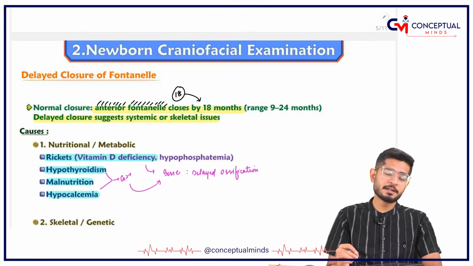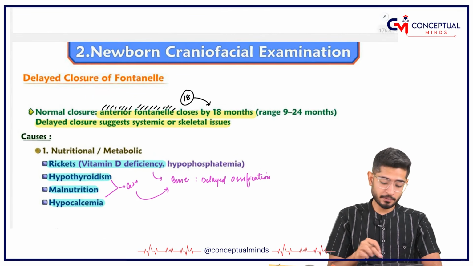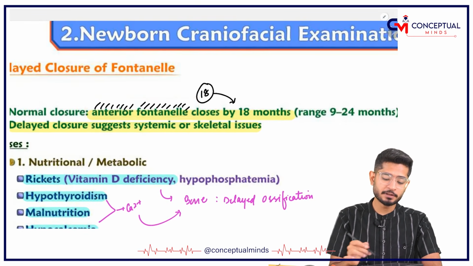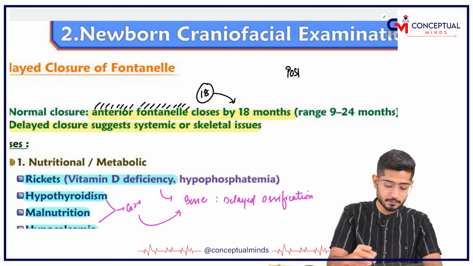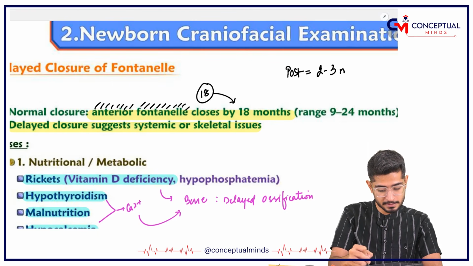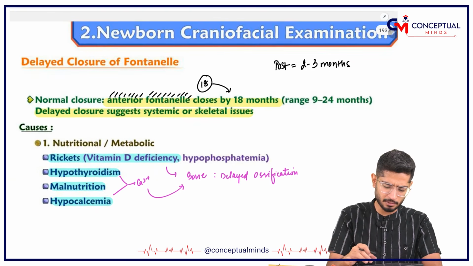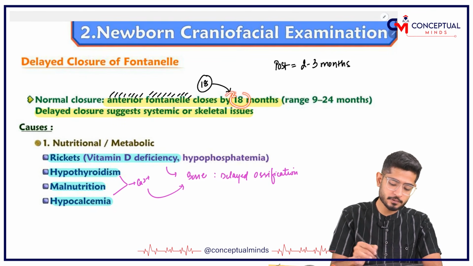These fontanelles, my dear friends, ideally should close in a specific period of time. Just for example, I take the example of the anterior fontanelle. Anterior fontanelle closes by 18 months, whereas posterior fontanelle closes by approximately 2 to 3 months. That's, posterior fontanelle is early to close. Sometimes at birth it is not even open, it is closed only. But why anterior fontanelle? Okay, anterior fontanelle closes at 18 months.